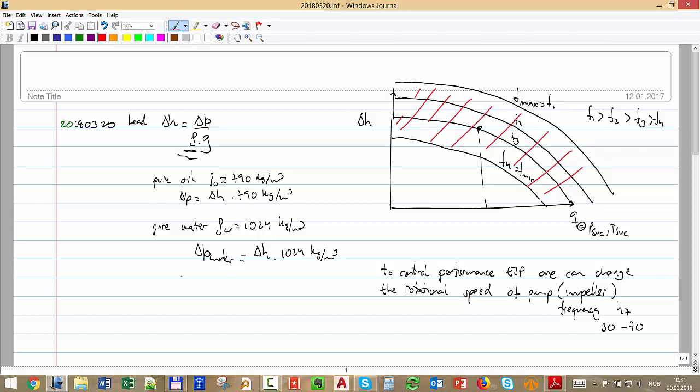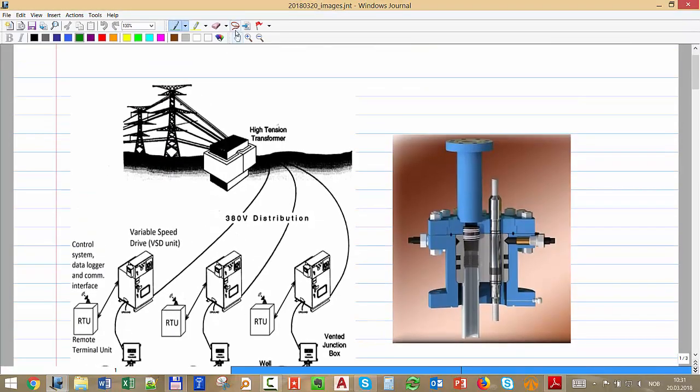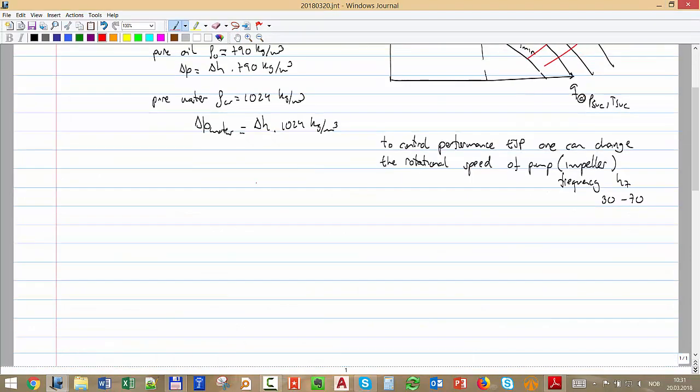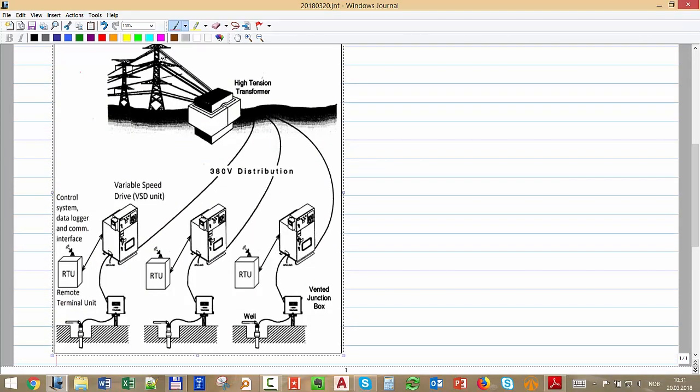The way you do it, you have to have a very big unit on the surface, and if we're talking about offshore, it takes a lot of space. You take the electricity from the tower, or you can have a diesel generator. You have a transformer that takes it down to the voltage of the pump. Then you have a drive, called the variable speed drive, where I'm able to modify the frequency of the current going to the pump. That's where I can change from 30 to 70.